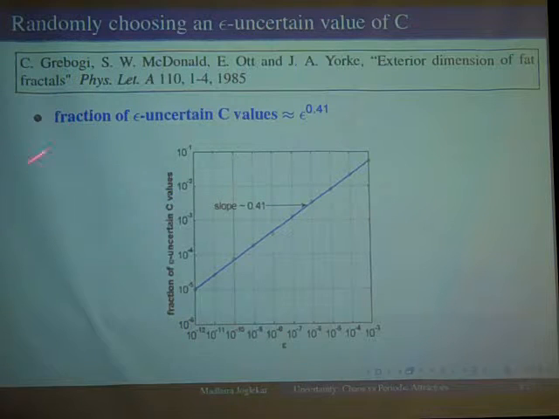So there was a numerical experiment done in this paper in which they computed the fraction of epsilon uncertain C values as a function of epsilon. They chose various values of epsilon, randomly picked values of C, and decided whether or not they were epsilon uncertain by computing the Lyapunov exponents. And this diagram shows the fraction of epsilon uncertain C values as a function of epsilon. What they got was a graph of slope 0.41, which indicates that the fraction of epsilon uncertain C values varies as epsilon to the 0.41. So if you pick an epsilon of 10 to the minus 7, then that corresponds to y being 10 to the minus 3. So 1 out of 1000 randomly chosen C values turn out to be epsilon uncertain.